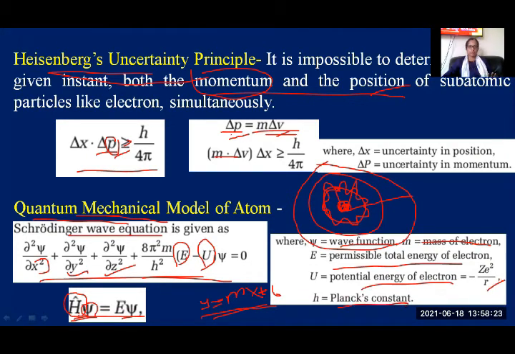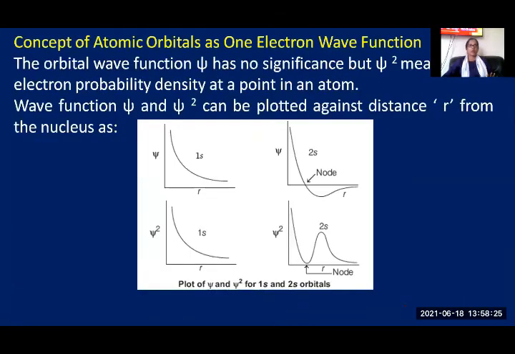h is equal to Planck's constant. Okay, and now based on this equation the orbitals were explained later. So what is an orbit? Keep in mind, orbit means the main energy level. But orbital means in what shape the electron is present in that main energy level.